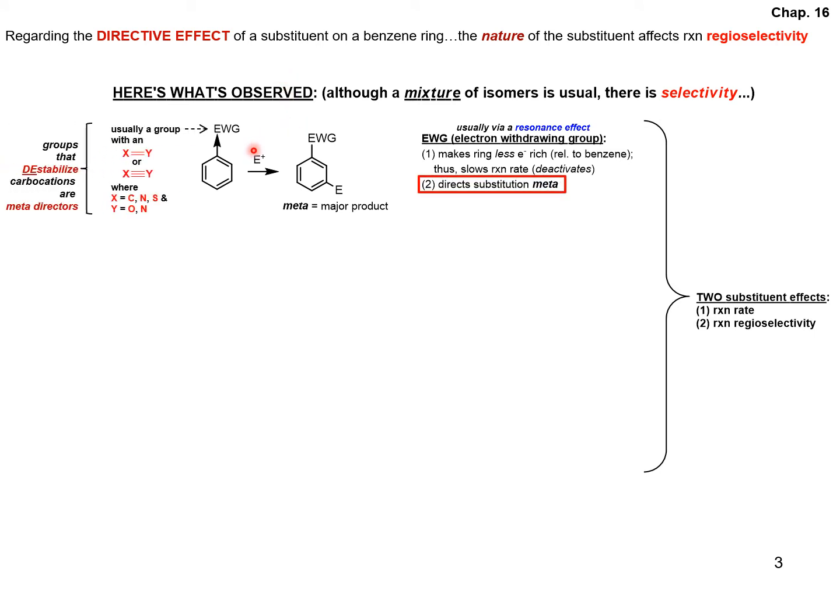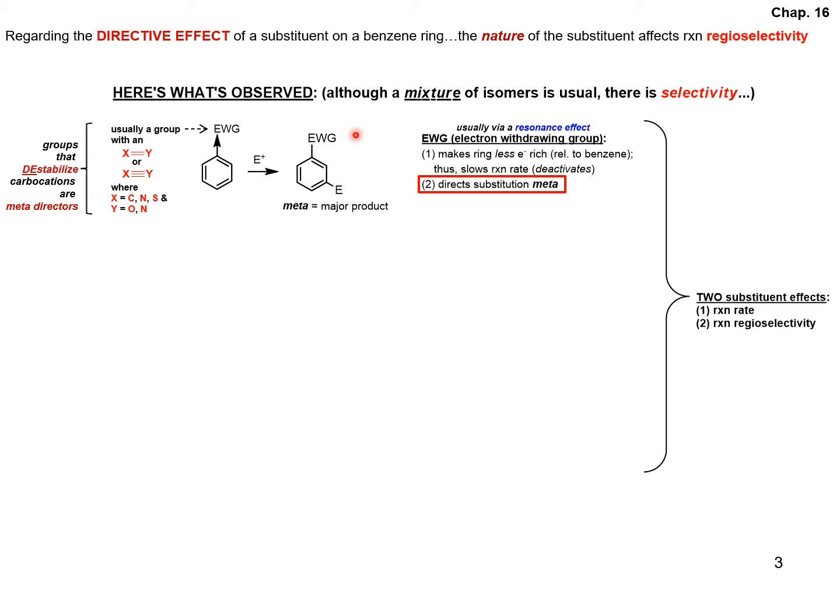When you have attached to the benzene ring a strong electron withdrawing group, usually one that can withdraw electron density via a resonance effect from the ring, that is, a substituent that would be a polar functional group that has a pi bond conjugated to the ring, that will slow the rate of electrophilic aromatic substitution.